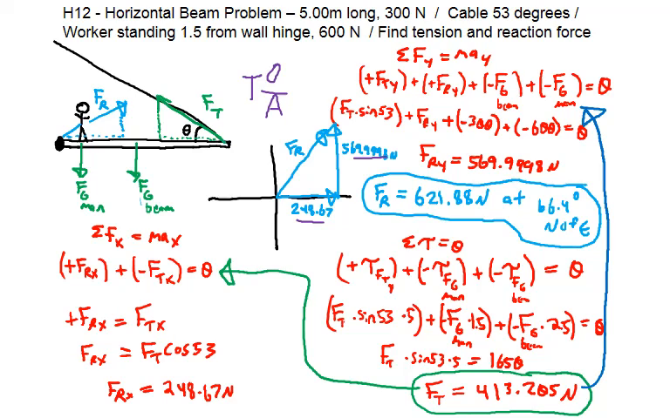So if you notice the tension force, the tension force is 413 at an angle of 53 degrees. The reaction force is 621.88 at 66.4. So the reaction force is greater over here because the man is standing over here, which should make sense. And it's pointing upwards a little bit more because it's counteracting the force of gravity of that man.